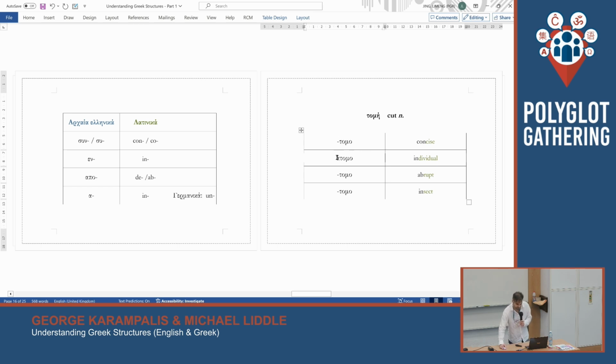Do you notice anything between atomo and individual? Any similarities? Yeah, okay. Atomo, in ancient Greek, was considered to be the smallest unit of matter, that which you can no further divide. That's what it literally means. And it's the same thing in Latin. By extension, it also means the smallest unit of society, a person, an individual.